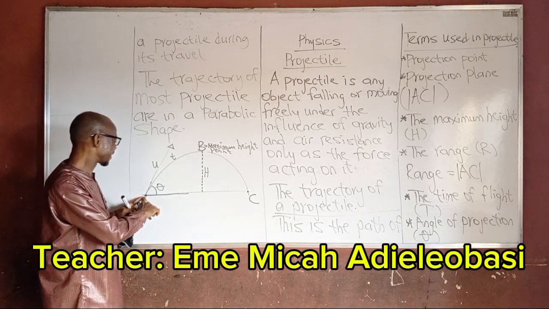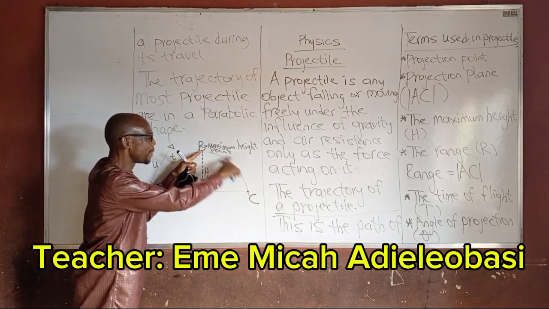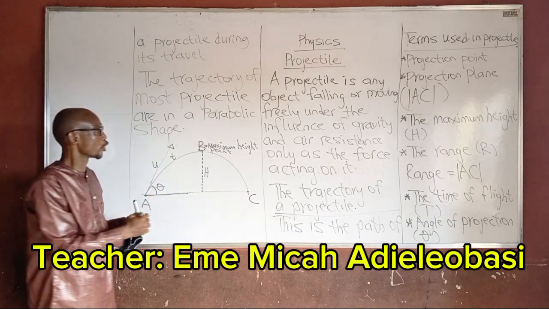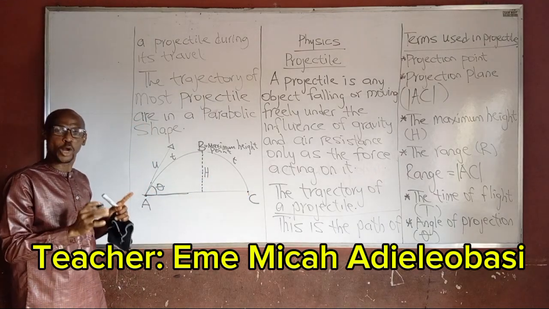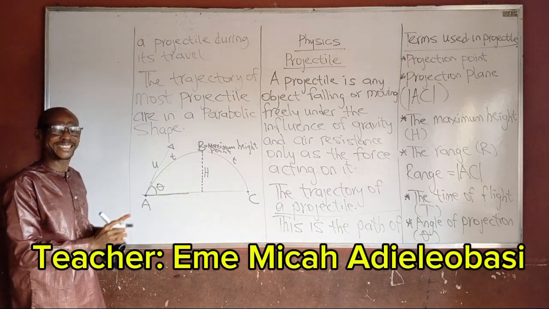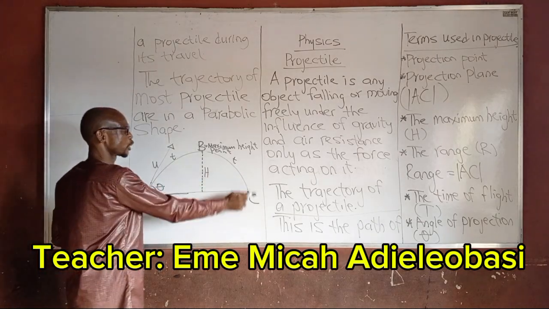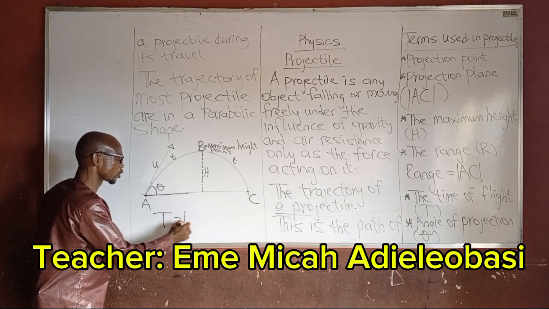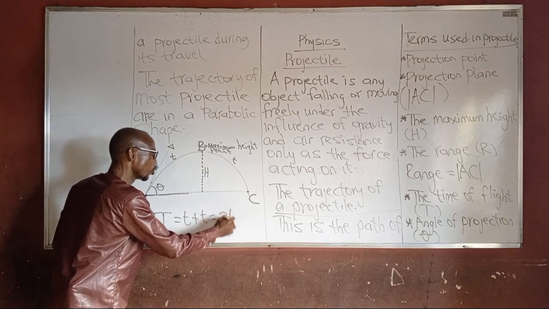So you can see that the time to reach the maximum height and the time it will take from the maximum height back to the ground are usually the same. So you now have small t here also to reach this point. For projectiles that follow a parabolic shape, the time of flight, capital T, will be equal to small t plus small t. And that will give us what? 2 small t.